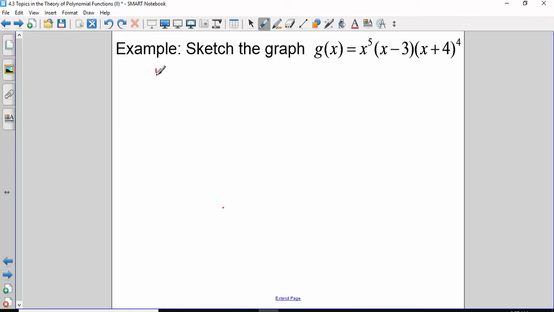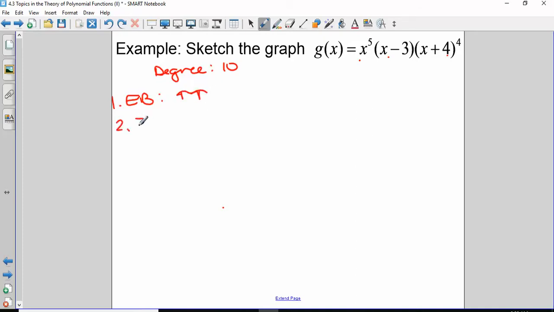What is the degree of this thing? I'm going to need that to find my end behavior. We have 5, 6, and 4 here, so the degree is 10. So the end behavior would be what? Up.